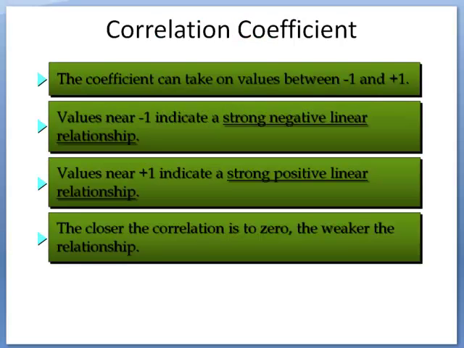The correlation coefficient can take on a value between -1 and +1. So if values are near -1, that means there's a strong negative correlation. If values are near +1, there's a strong positive correlation. And if the correlation coefficient is close to 0, that means there's very little or weak correlation.